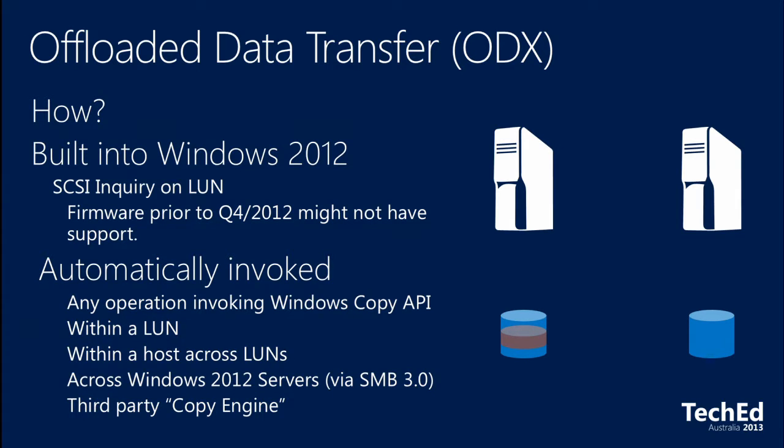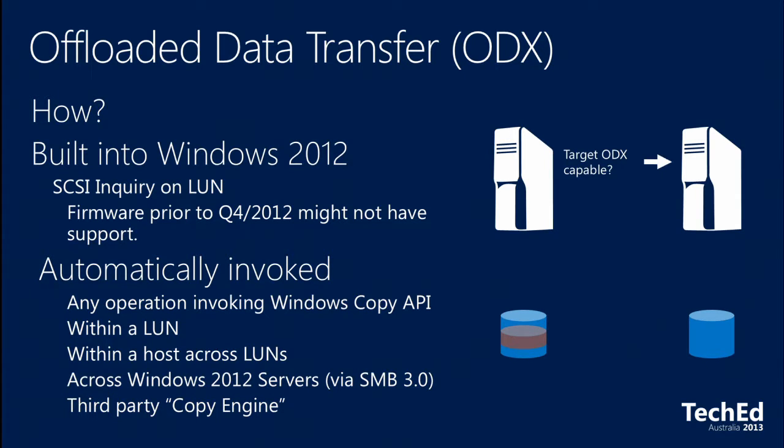When you do any sort of copy command through the Windows Copy API, it will automatically try and do the offload data transfer with that. So basically, it will happen within a LUN, across hosts, across LUNs, and it will actually work across servers with SMB3. So some pretty cool stuff we can do with that. It's implemented through a third-party copy engine, as we call it, that starts this whole process.